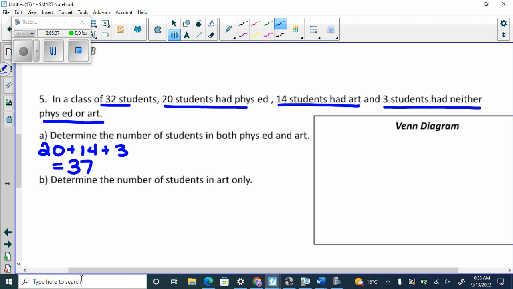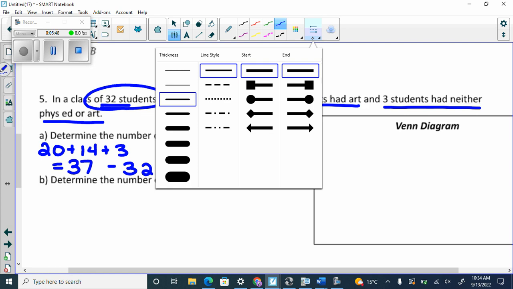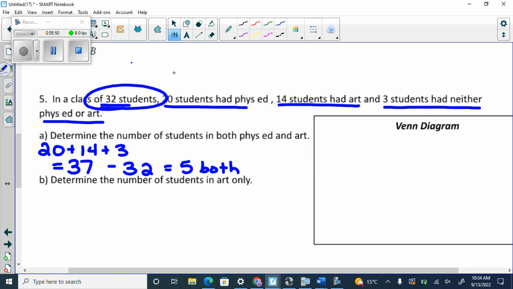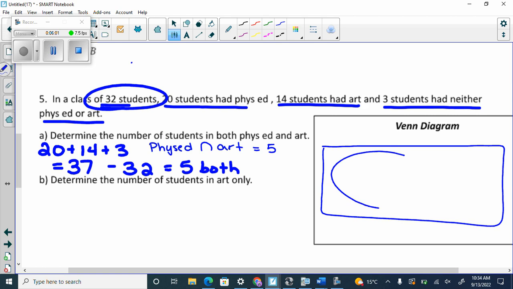37. However, I have 32 kids. So I have minus 32. I have 5 in both. So how can I represent this? I can say phys ed intersection art equals 5. And I can show it in a Venn diagram. So I'm going to go. Quiet, please. Phys ed art 5.